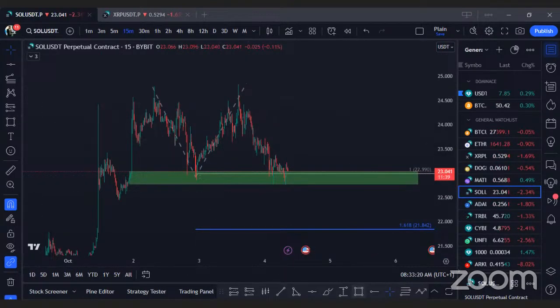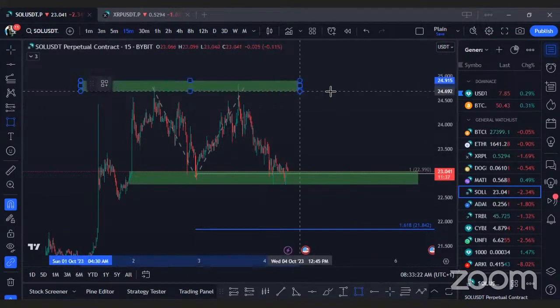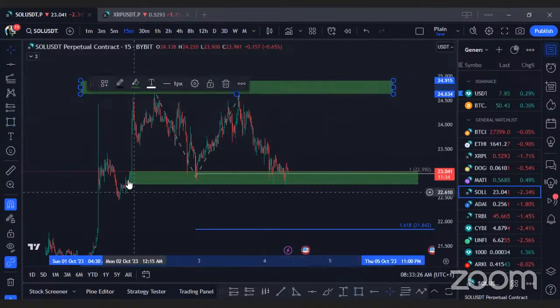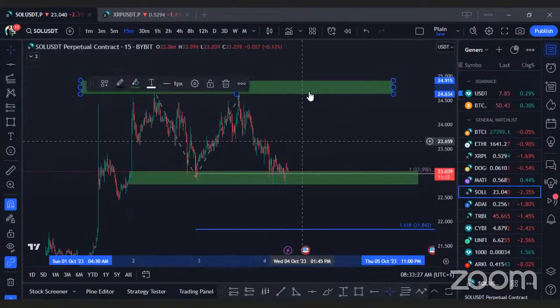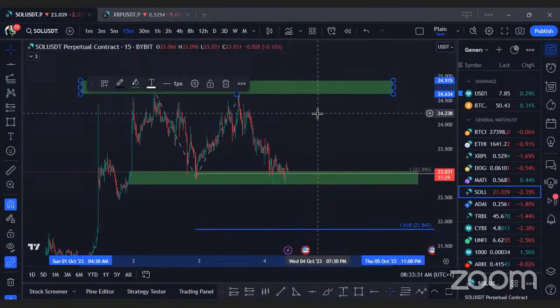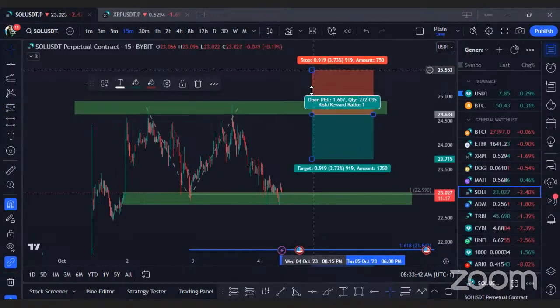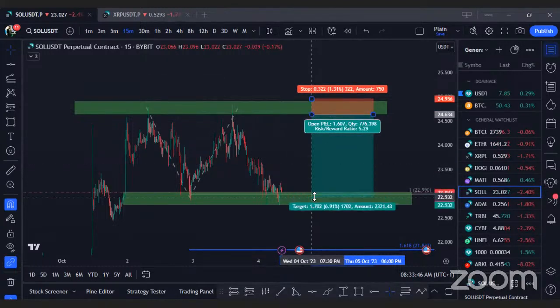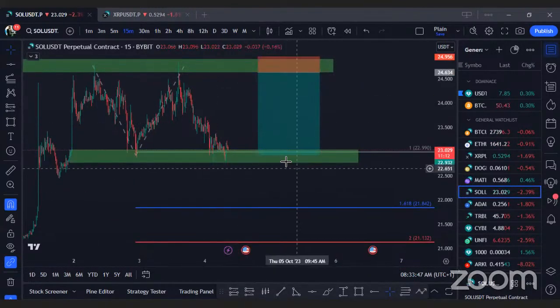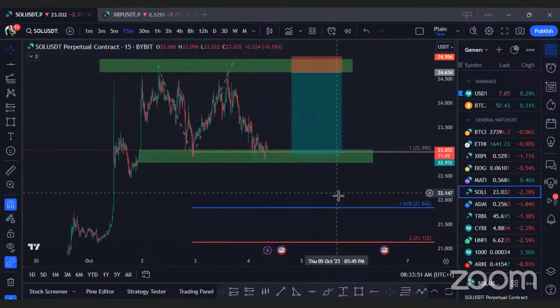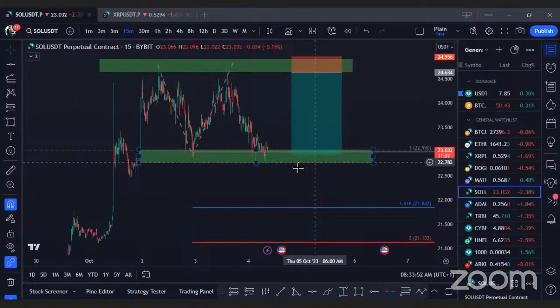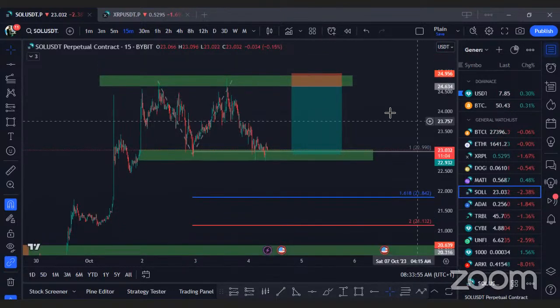So we have a resistance up there, and then we have this support down here. If we do come back up here, that could be a good area to take a short trade for Solana. That is, if we actually do come back up to that area, look for short trades. But if we break below this level, then your short setup could be from down there. Anything from around 22.6, 22.7 should be a good area to start shorting Solana.